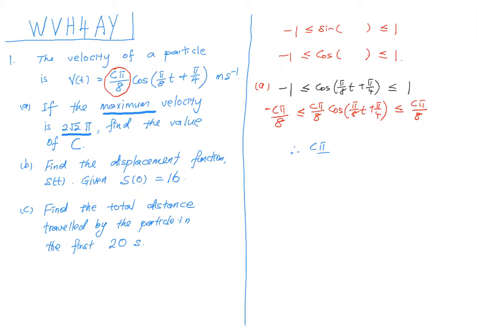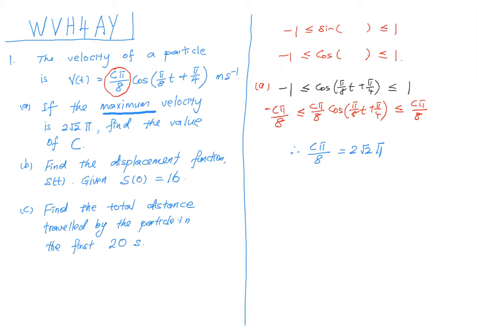C pi over 8 is equal to 2√2 pi. So can I find C? I told you this is a very important fact, so please don't ignore this. Okay, so can you tell me what is the value of C?